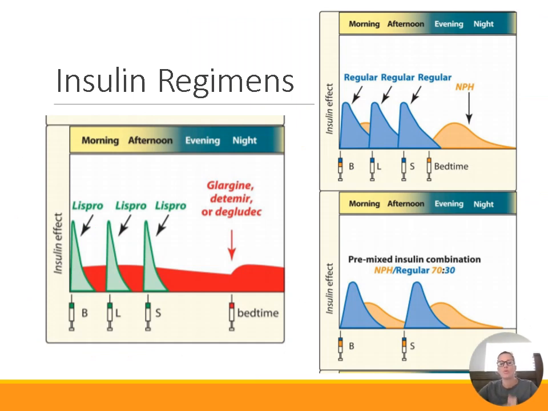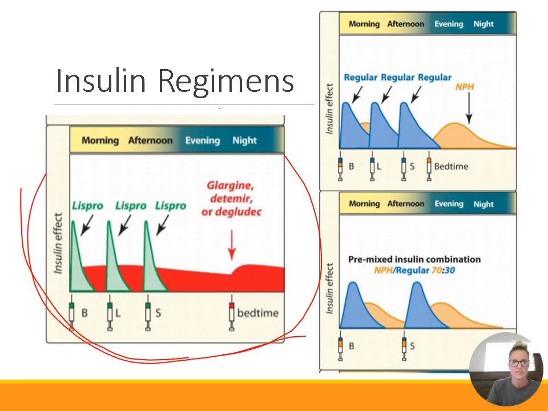Okay, so here you see some possible insulin regimens. And there are various different types of insulin regimens based on the specific drugs that are being used. This first one here is the most similar to our actual insulin release. It's also the most expensive out of all of these, but that's the best one as far as trying to mimic what our body naturally does.